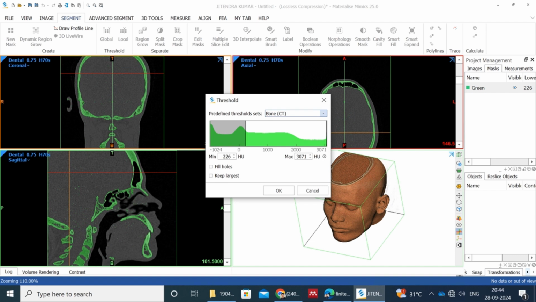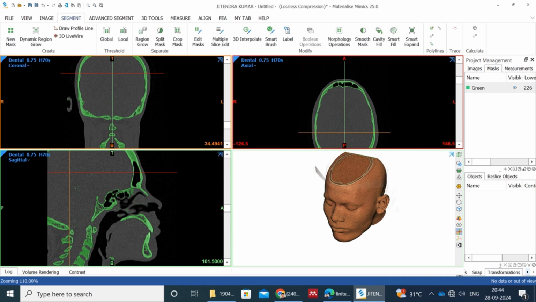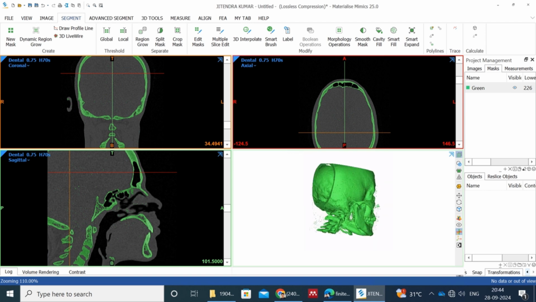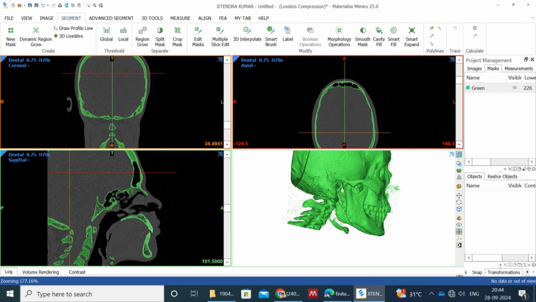After selecting the bone, you can see that the Hounsfield unit range is already defined, from 400 to 3071. So it is taking 226 as the minimum. If we click on OK, then we get this green colored bone from the CT scan data. So you can see what we have: this mandible, then the skull, this bone which is the hyoid bone, and some part of the cervical spine.